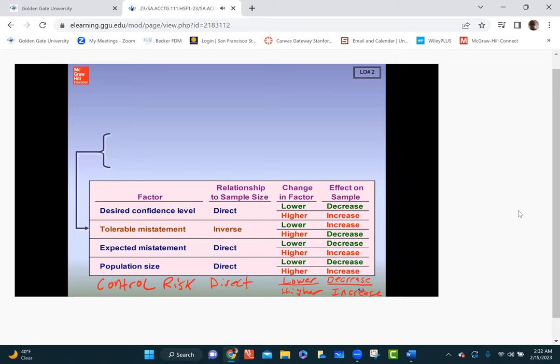Okay. All right. So that gives you a nice little summary here. And this is an important slide. I'll put a big old star since I have this space up here. Okay. This is important. You've got to know how these different factors affect sample size. Any question on that?